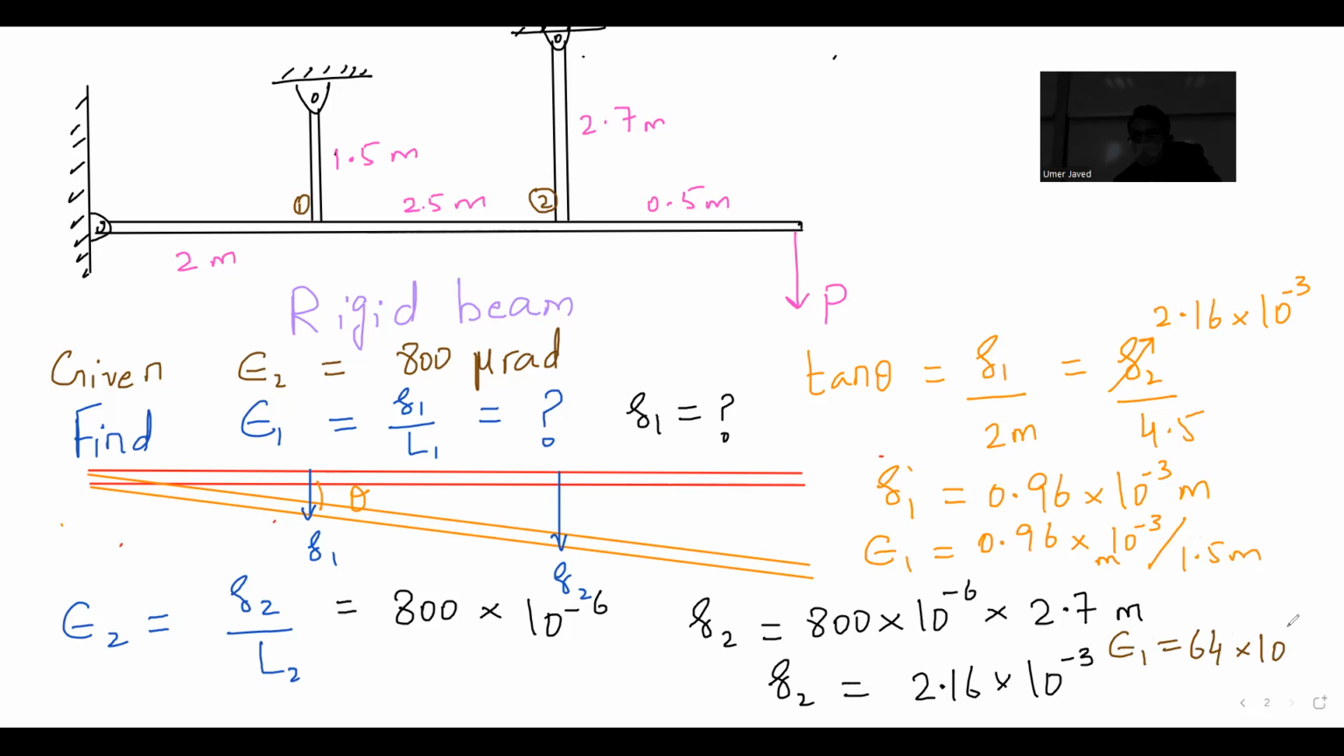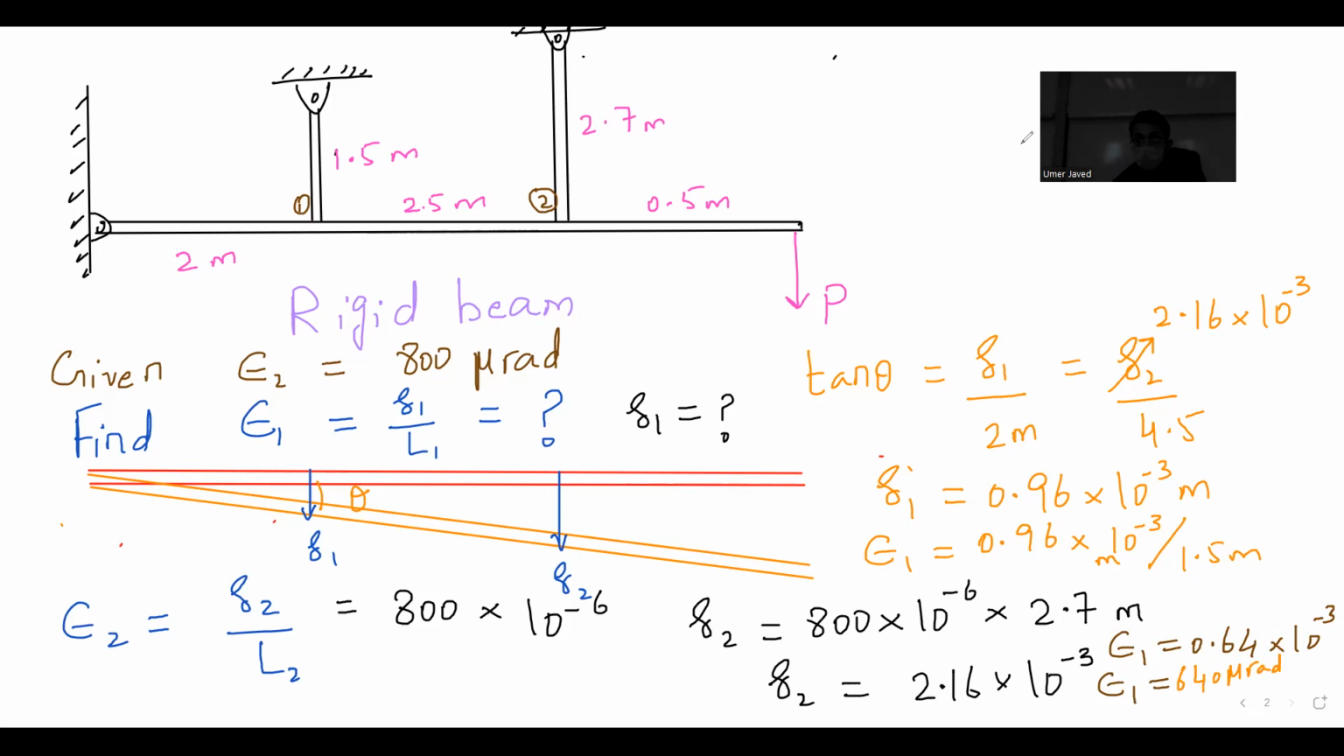Okay. 4 into 10 to the power minus 5. Really? Yes, you are right. Thank you. It's 0.64 into 10 power minus 3. I wanted to write it. Thank you. And epsilon 1 comes out to be 640 microns. 640 microns. Micro RAD if you want to write it.